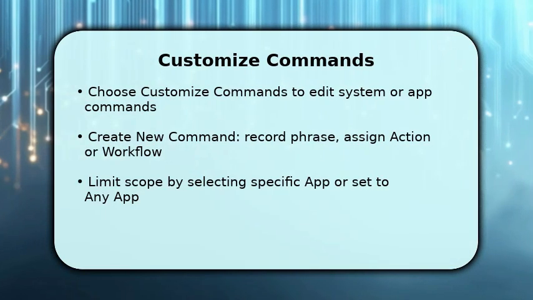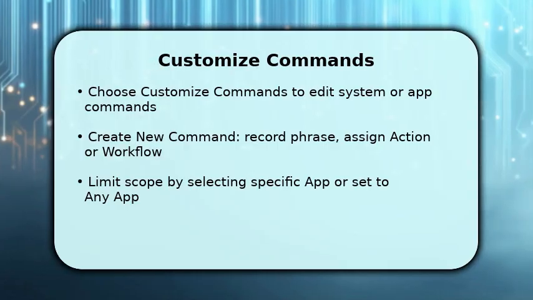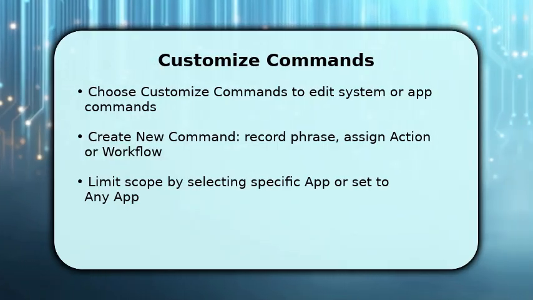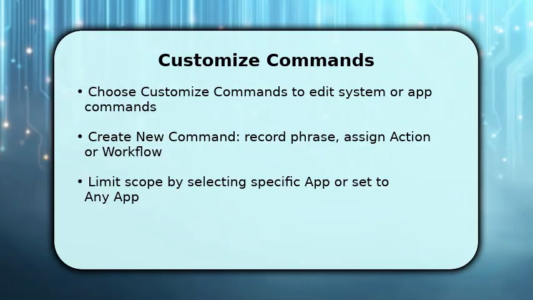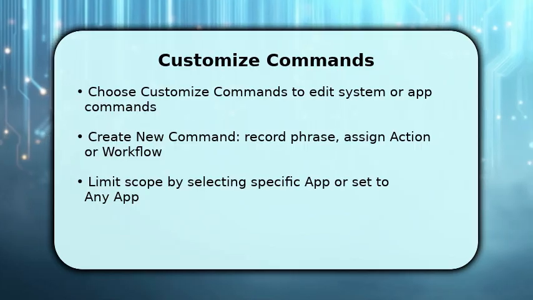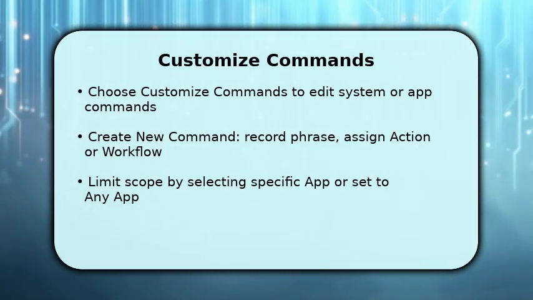Now customize how voice control behaves so it matches what you say. Open Customize Commands. You can edit built-ins or tap Create New Command. Say a short, unique phrase, then assign an action like tap, open app, or run shortcut. This maps speech to exactly what you want the phone to do.